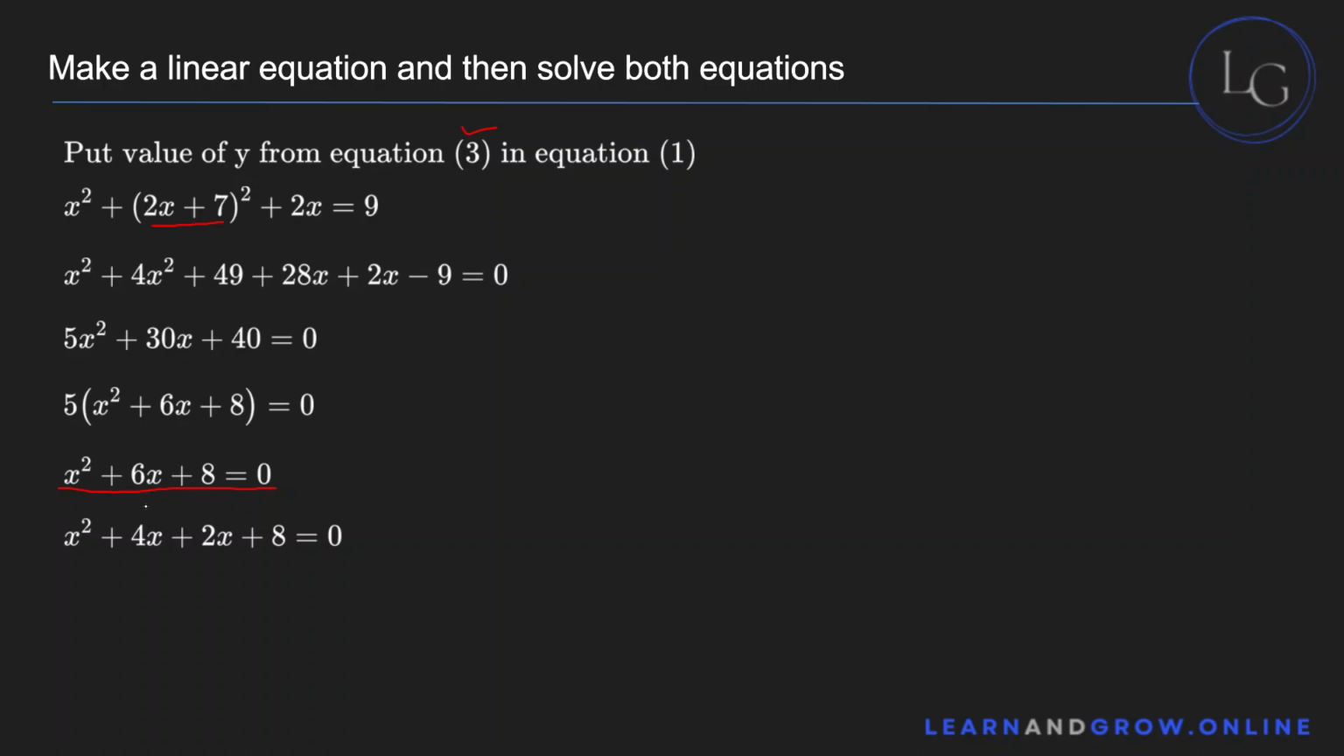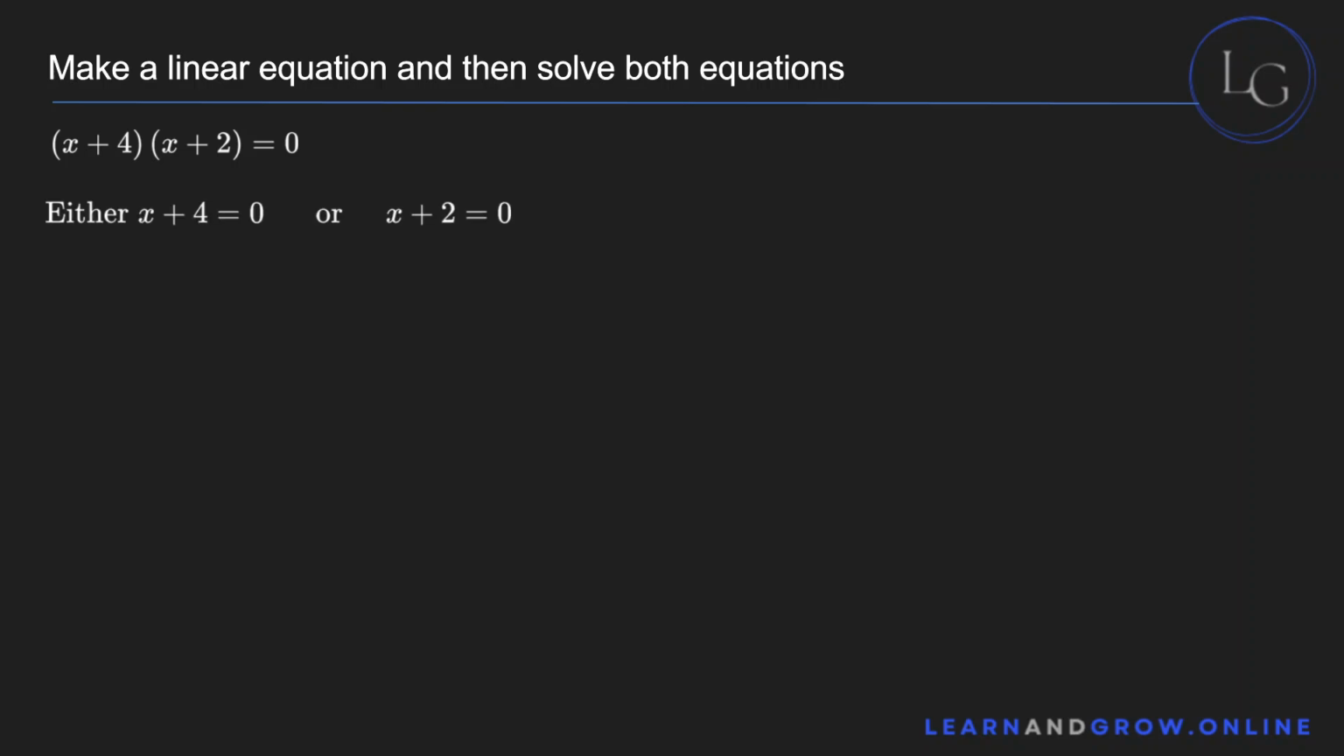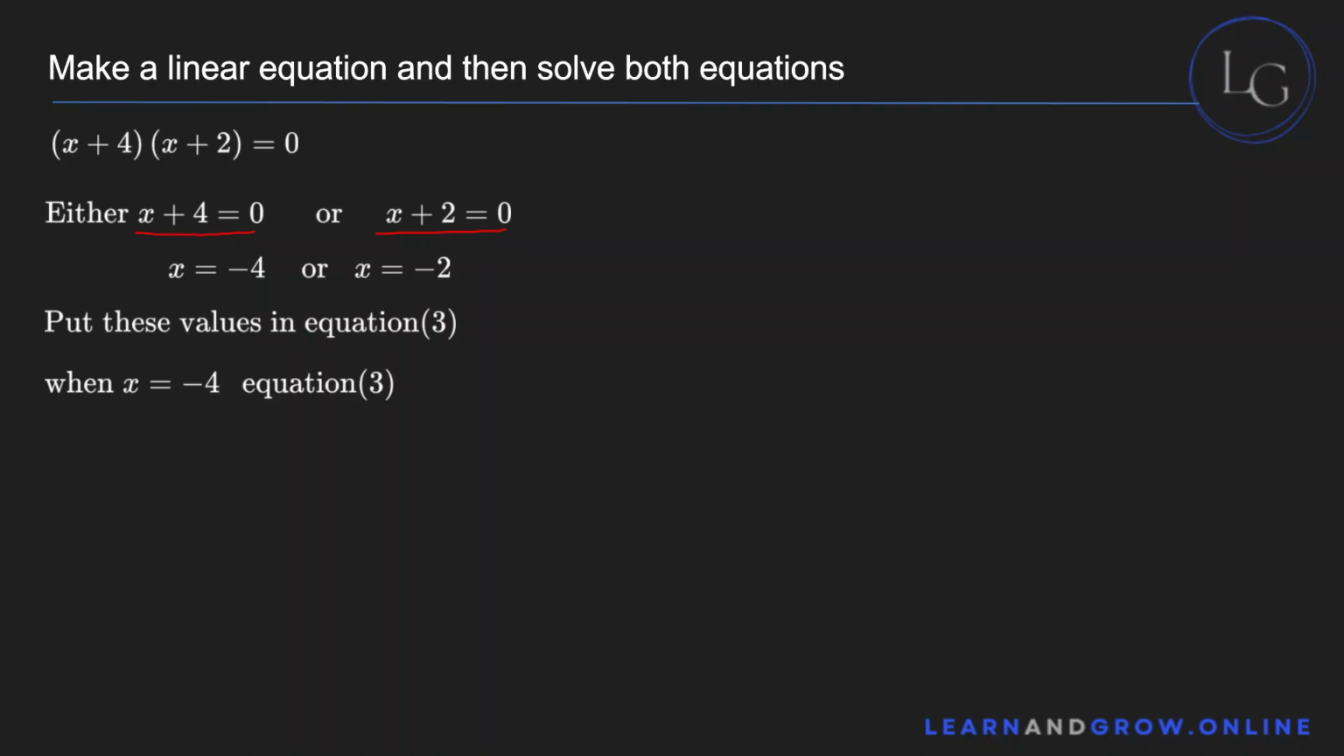Now you'll factorize this quadratic equation, and so you'll get these two factors, x plus 4 and x plus 2. And now either x plus 4 can be 0 or x plus 2 can be 0, or both of them can be 0. So now you'll equate x plus 4 to 0 and x plus 2 to 0 to get two values for x, and you get x is equal to minus 4 and x is equal to minus 2. Now you'll put these values in equation 3.